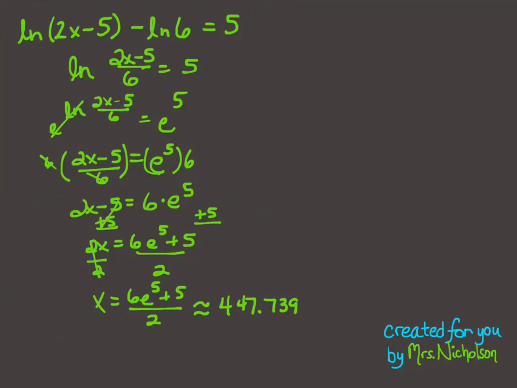Final example. We should have ended up with 6e to the 5th plus 5 over 2, approximately equal to 447.739. Again, we started off by applying the quotient property, rewriting as a quotient. We're using natural log, and so our base is e, and so we made both sides exponents on e. The e and the natural log cancel out, and we're left with 2x minus 5 divided by 6 equals e to the 5th. And from that point, we're just solving for x. Multiply both sides by 6, add 5 to both sides, and finally divide by 2. And that's the end of our logarithmic equation examples.